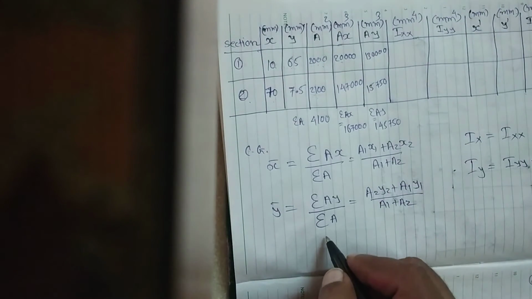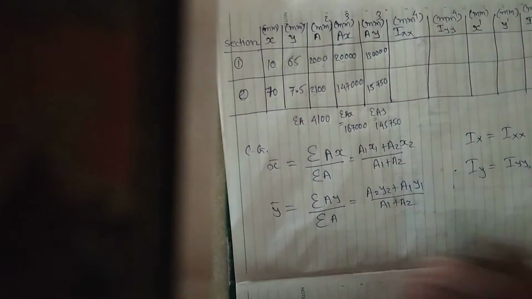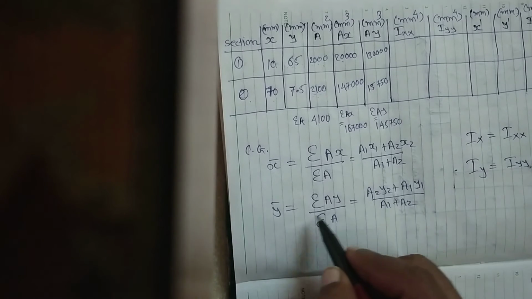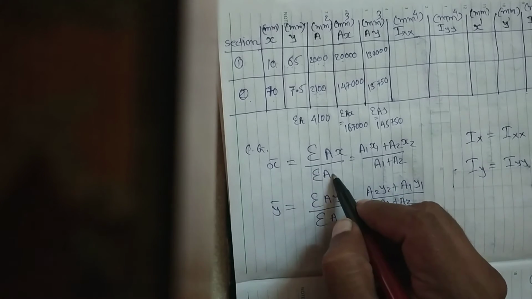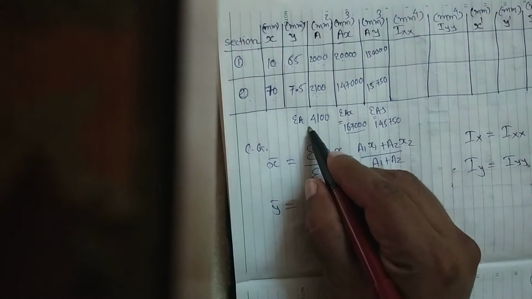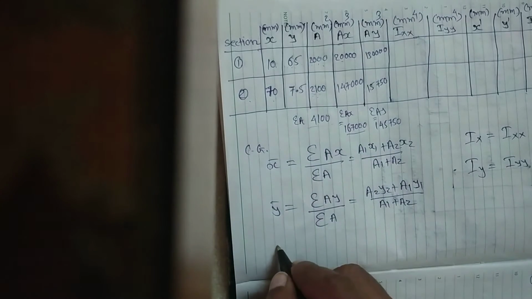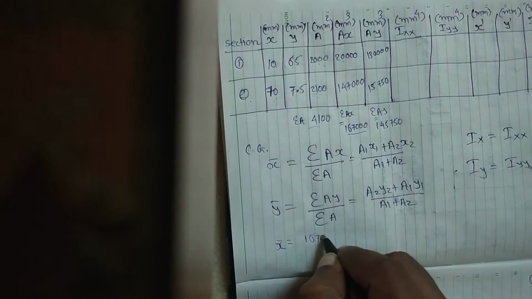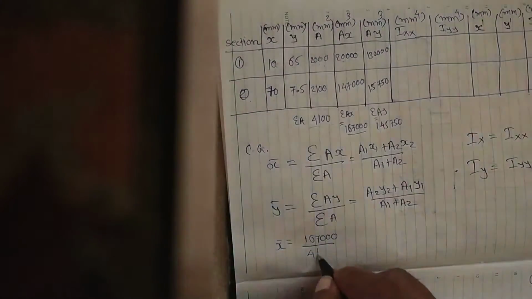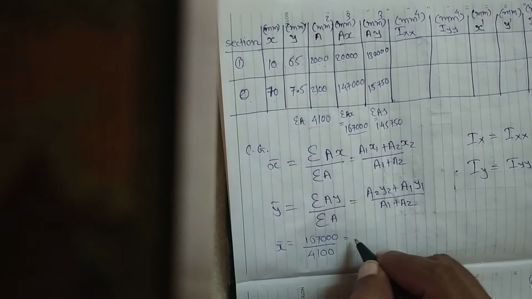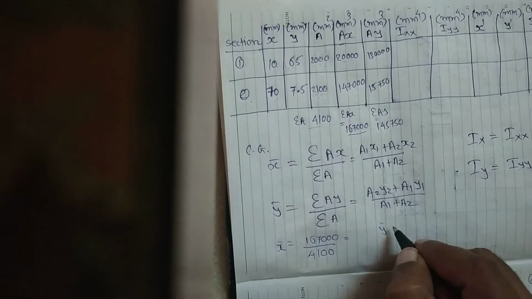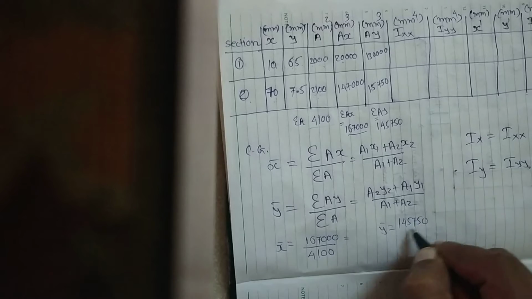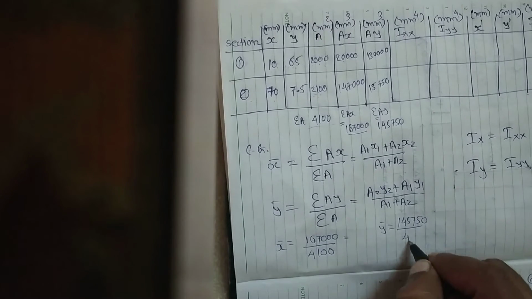So x bar and y bar which you want to calculate. To calculate the x bar, it is sigma ax divided by sigma a. Sigma ax we have this value, and sigma a is equal to 4,100. So we can calculate x bar is equal to 1,67,000 divided by 4,100. But y bar is equal to summation ay divided by summation a, so 1,45,750 divided by summation a, which is 4,100.